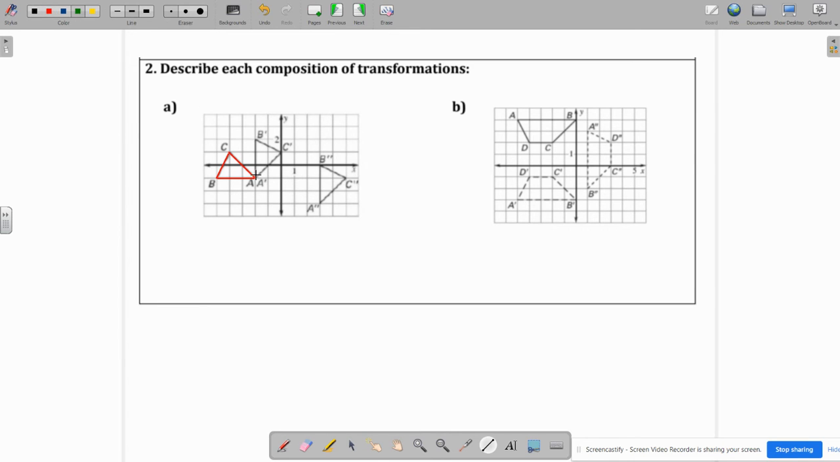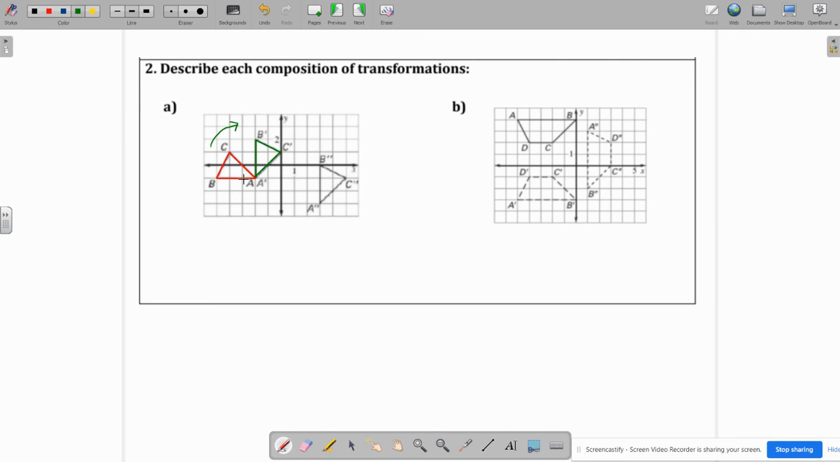So the green triangle, I'm going to make it green right now. This has a single prime, A prime, B prime, C prime. So I know that this is the first image. You could use patty paper, but you would be able to tell that this has turned. And we can see that it's turned in a clockwise direction, which means we're going to have a negative angle measurement.